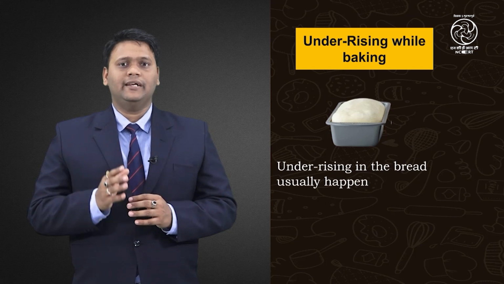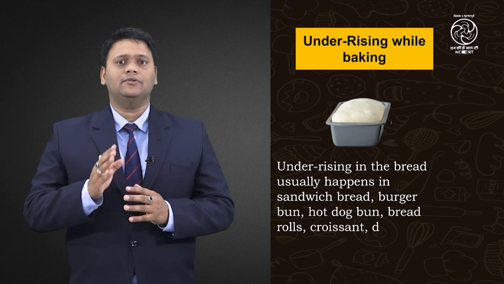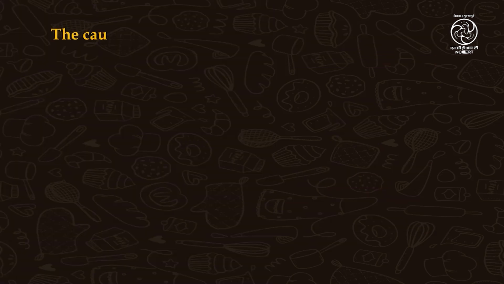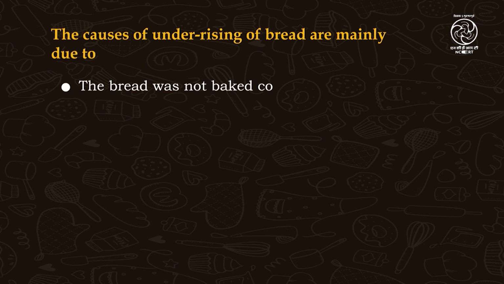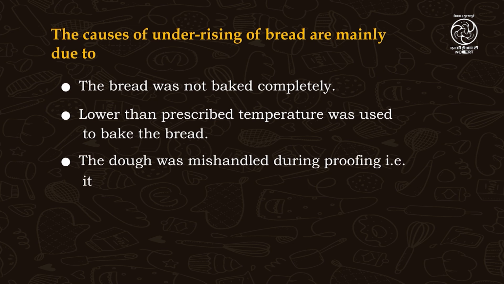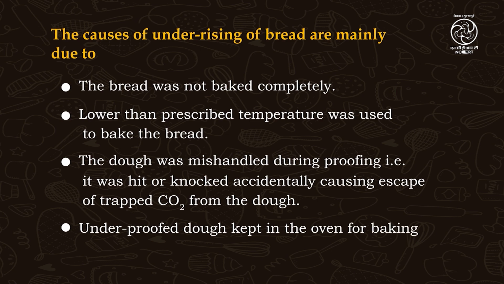Under-rising in the bread usually happens in sandwich bread, burger bun, hot dog bun, bread rolls, croissant, Danish pastry or donut, etc. The causes of under-rising of bread are mainly due to the bread was not baked completely, lower than prescribed temperature was used to bake the bread, the dough was mishandled during proofing, that is, it was hit or knocked accidentally, causing escape of trapped carbon dioxide gas from the dough, underproofed dough kept in the oven for baking.